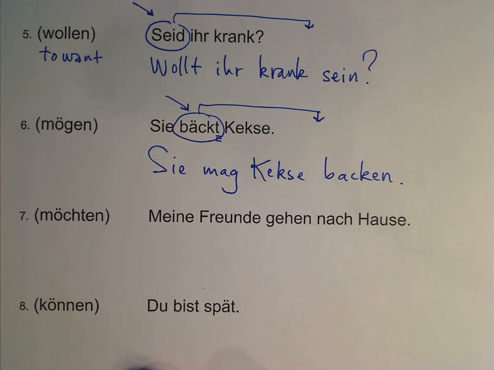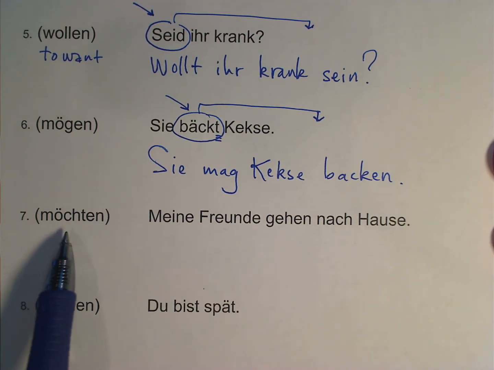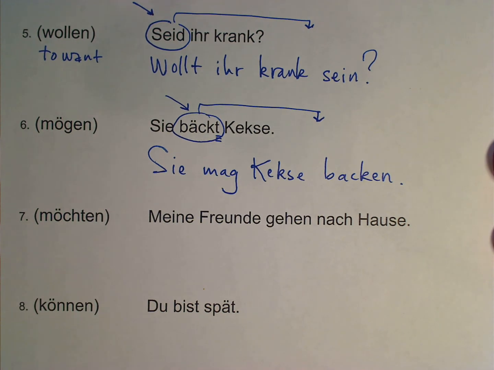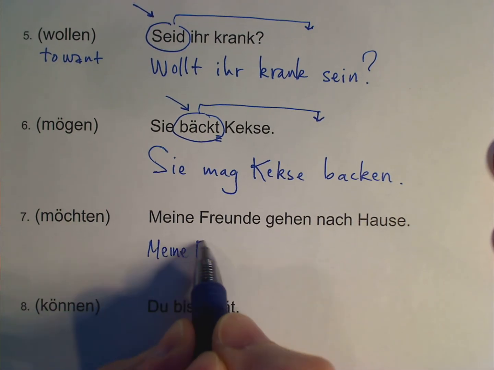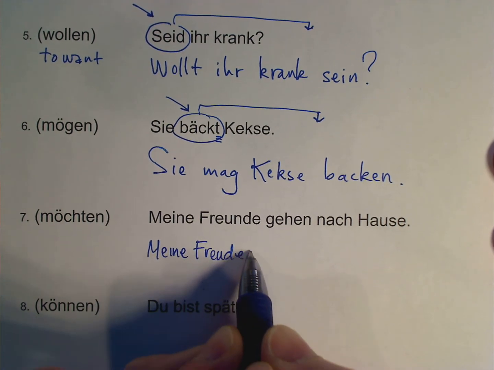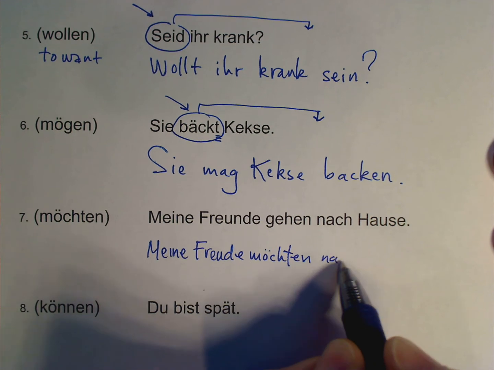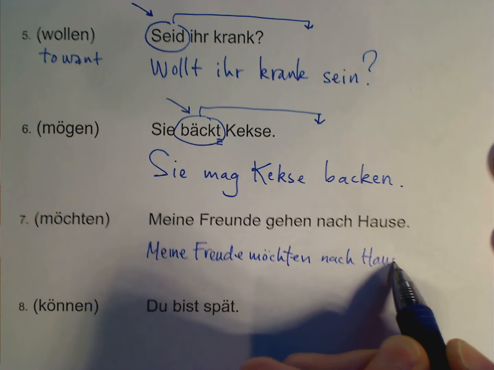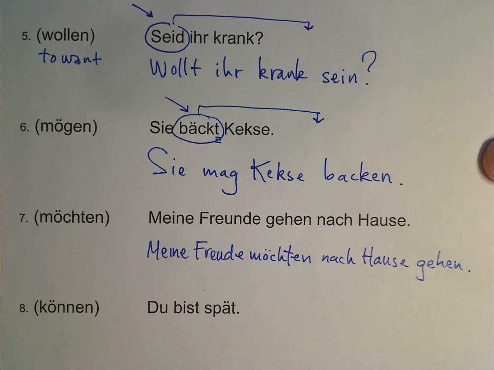Meine Freunde gehen nach Hause. My friends are going home. Let's throw in the verb möchten, which means would like. My friends would like to go home. Meine Freunde möchten nach Hause gehen. Meine Freunde möchten nach Hause gehen. My friends would like to go home.